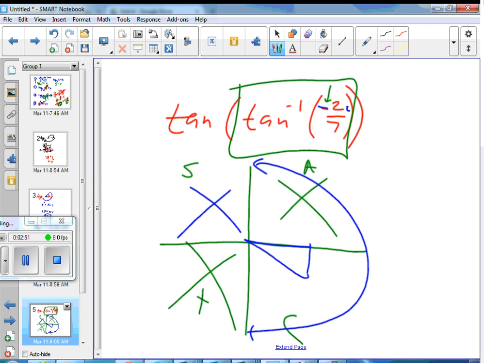Now tangent is opposite over adjacent. The opposite side from this angle's perspective is going to be this one, and that's 2, and the adjacent is 7, and which one's negative? The 2. That's how you can tell which one's negative. Okay, now I got to figure out the rest of the answer. Normally, when they do a little power like this, they're saying, what angle is it? They've already given me the sides. They're asking for an angle. That means, tell me an angle answer.